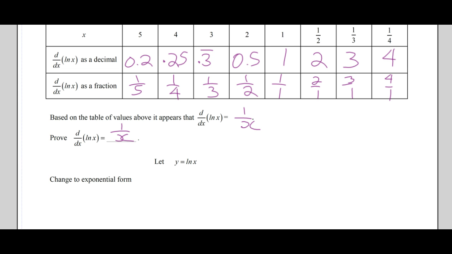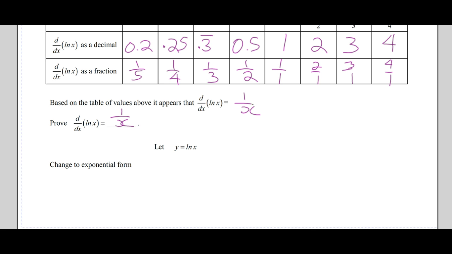Prove it. All right, what do they say? Let y equal ln x. Change to exponential form. So, change y equals ln x to exponential form. What are you going to write? What's the base? e. What's the exponent? The letter y. And what's that equal to? x, right? So we're changing from logarithm.